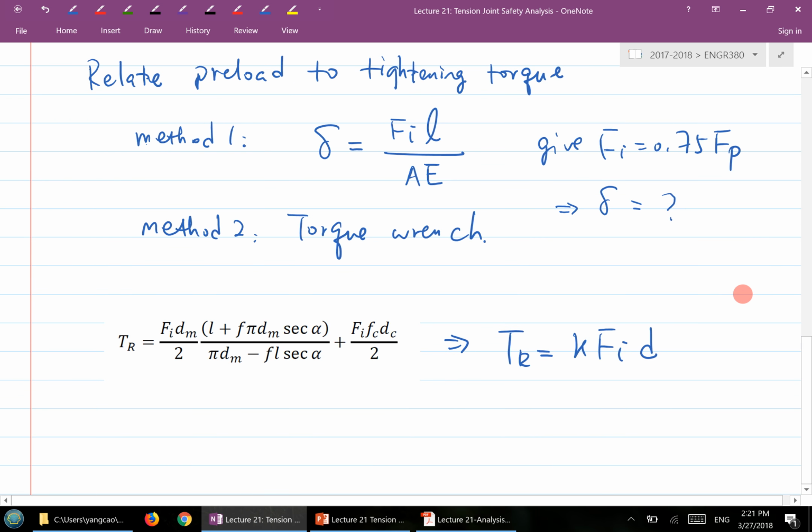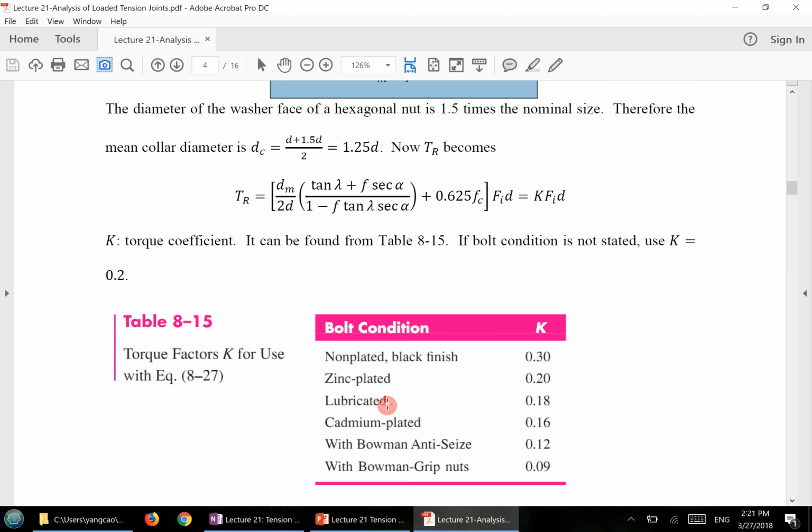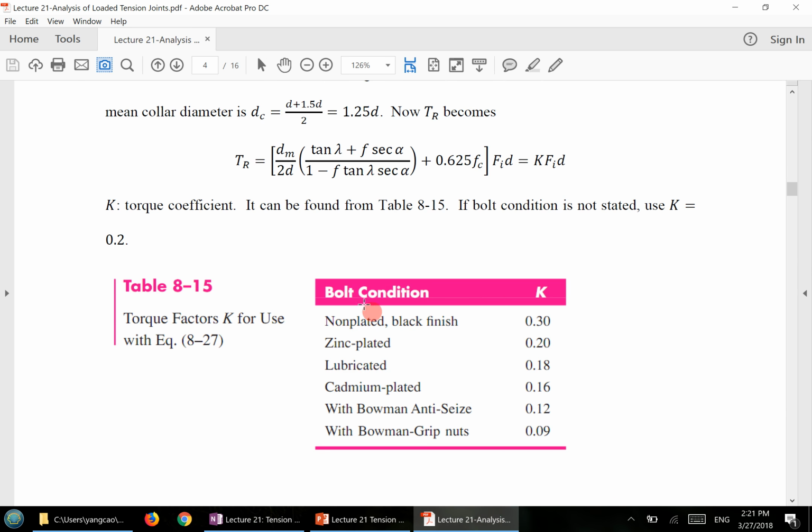So K times Fi and then times the major diameter D. Now the K here is from Table 8-15. This is the parameter that depends on the surface condition of the bolt and the nut. So I'll show you what this table is. Here it lists the bolt condition: non-plated, zinc plated, lubricated, cadmium plated. And then you choose your K from the second column right here. Then you plug it into here.